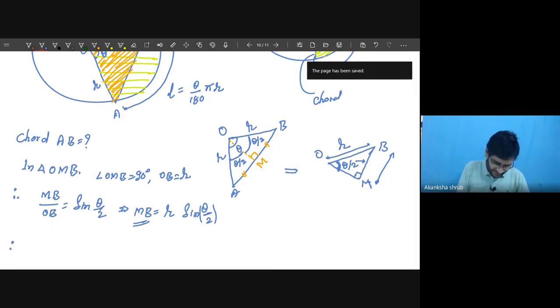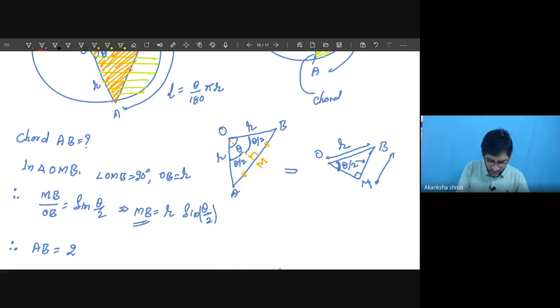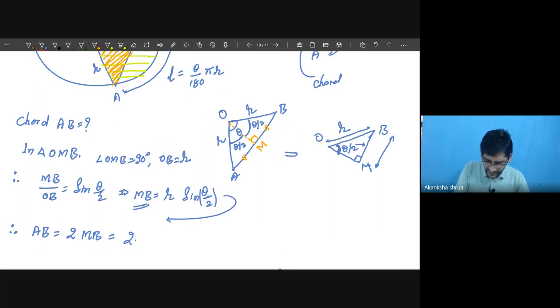Students, but we are interested in calculating AB. How can this AB be calculated? It is twice MB because AM is equal to MB. So substitute the MB that we have calculated. It is twice R sine of theta by 2. It means, student, these two and these two can be cancelled.